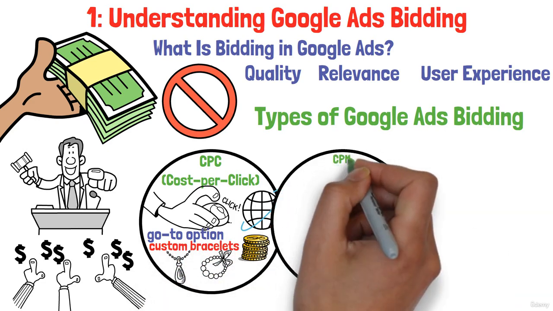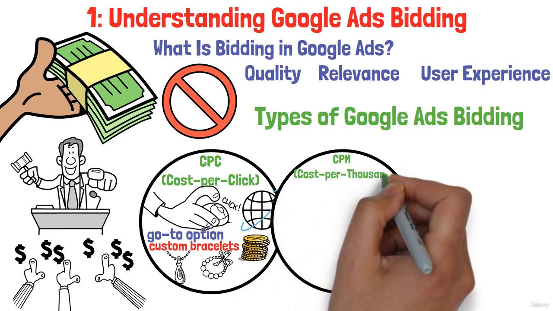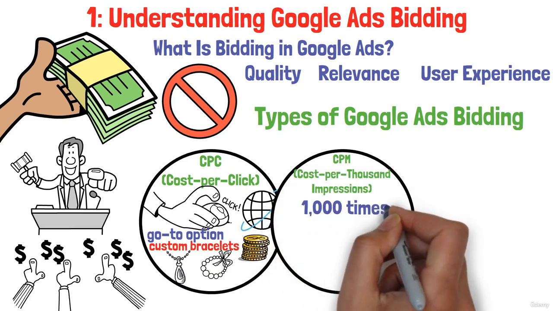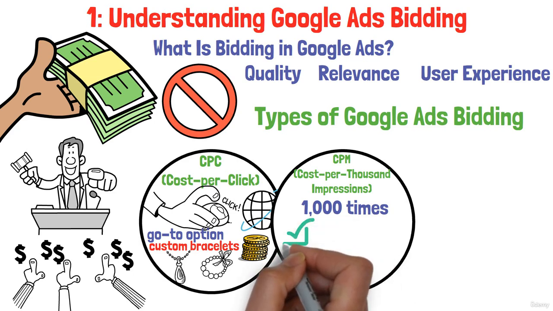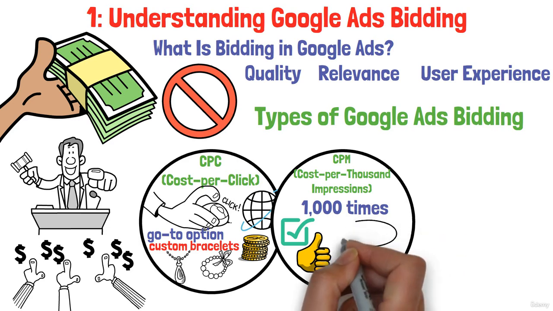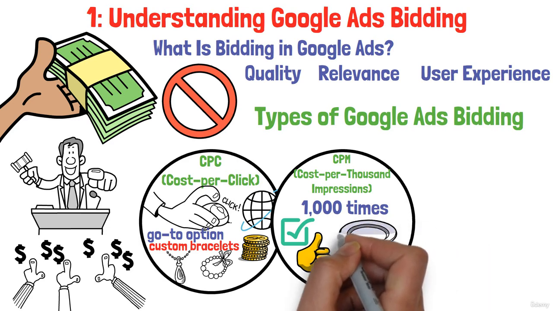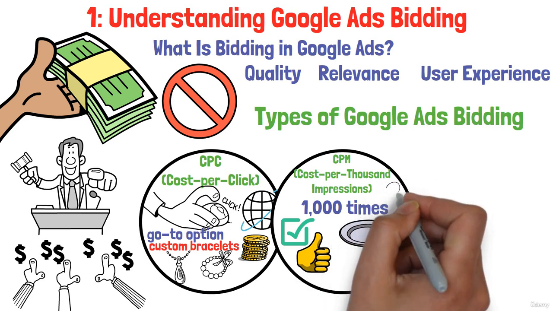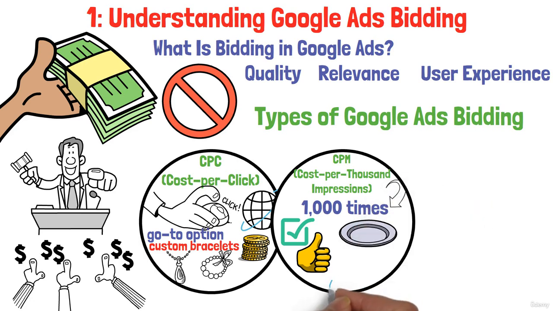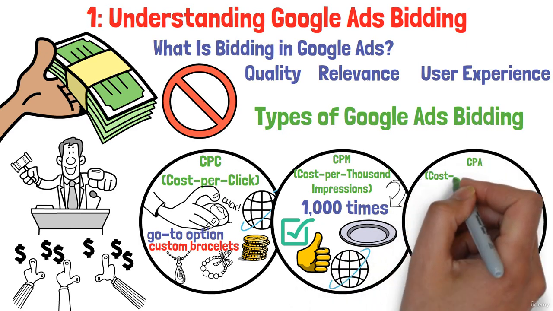2. CPM, cost per 1,000 impressions. With CPM, you pay for every 1,000 times your ad is shown, regardless of whether someone clicks. This is best if you're aiming for visibility rather than clicks. Example. Imagine you're launching a new line of eco-friendly kitchenware. You might use CPM to build brand awareness, showing your ads across many relevant websites to introduce your brand to a larger audience.